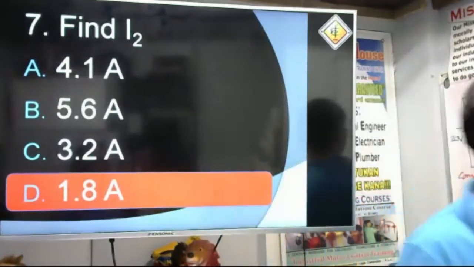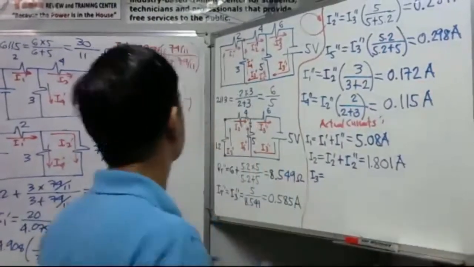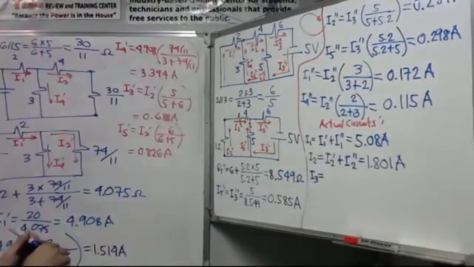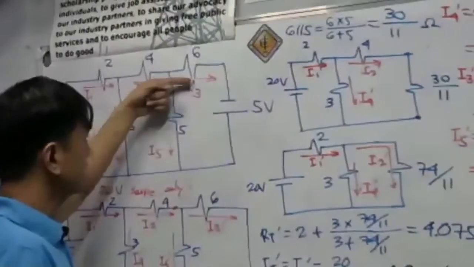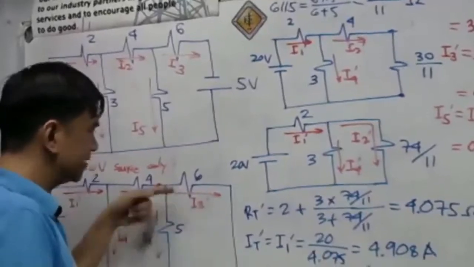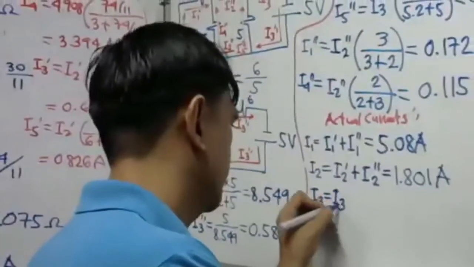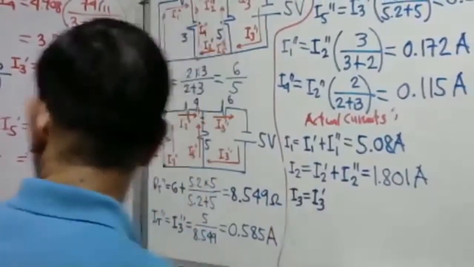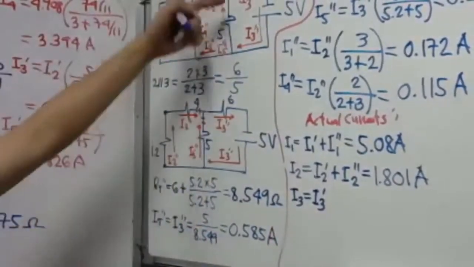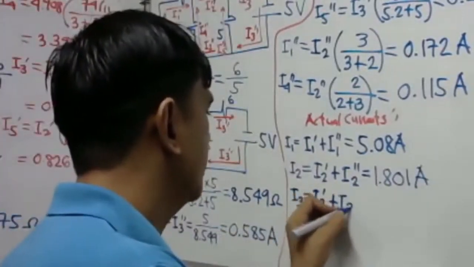Okay. Hindi ka pa rin tapos, ha? O, ito. Tingin, ha, mga ka-aware pa. I3. Take a look at I3. Our I3 original direction is going to the right. Our I3 prime is going to the right also. Therefore, it's equal to I3 prime. What about the double prime? Of course, that is also going to the right. So we just have again to add.